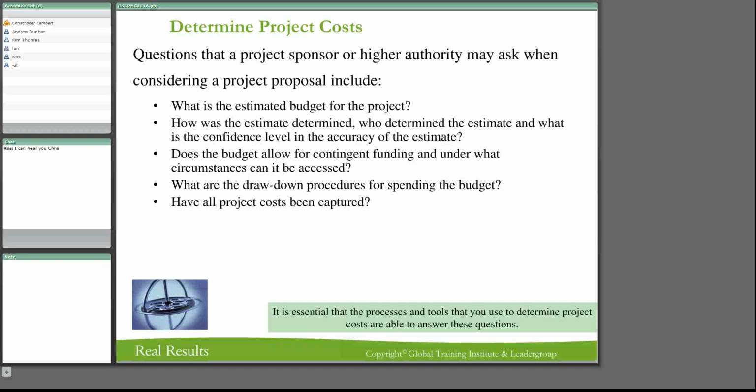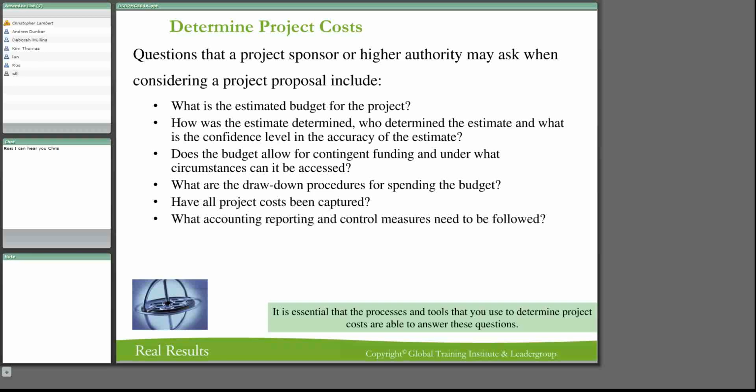Now the next one is, have all project costs been captured? He or she is going to ask you, have all the project costs been captured? For sure, the project sponsor is going to say to you, and look at it very closely to make sure that you have captured all those costs. And then he or she or the project sponsor is going to look at the control measures. What are the reporting measures that need to be followed? What kind of reporting are you going to be doing, and how are you going to do it?